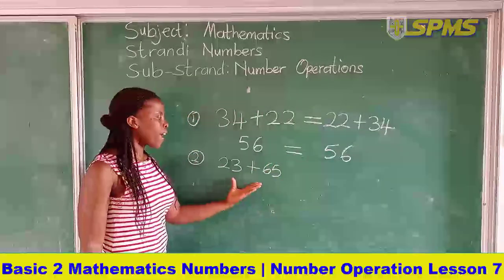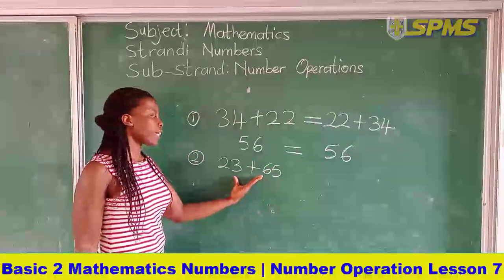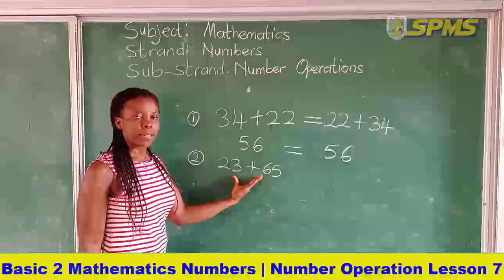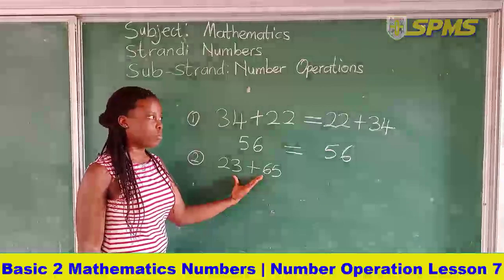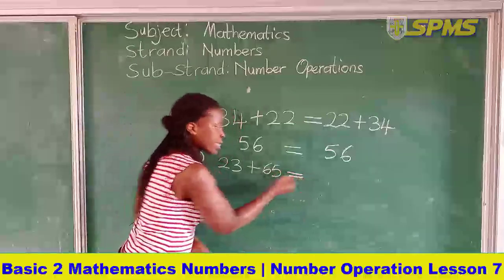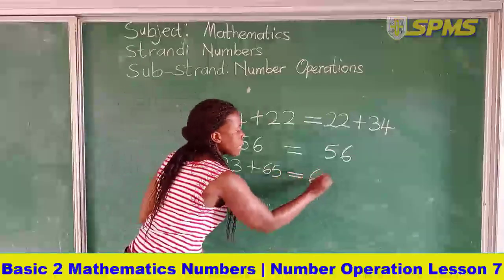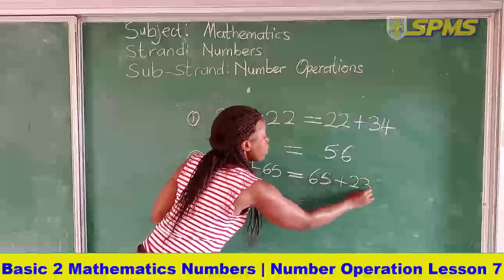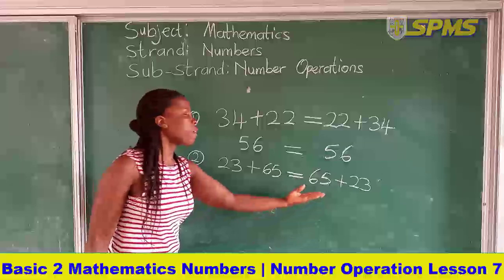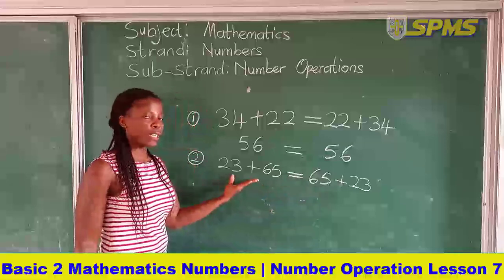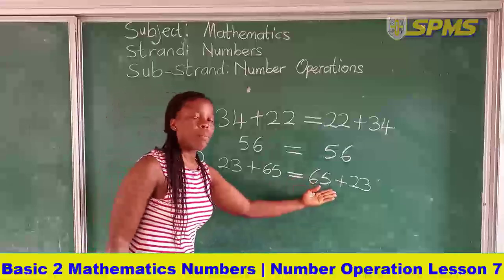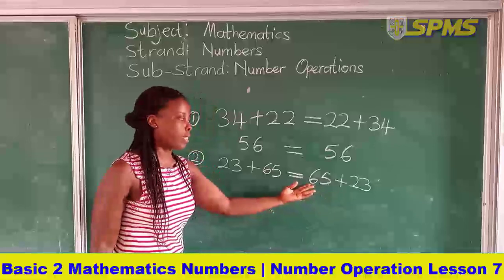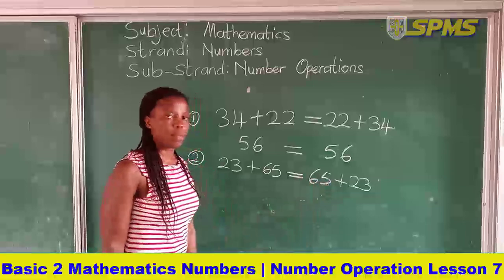Okay, reverse this addends or this addition sentence in a commutative manner. So what are you going to do? This is equal to 65 plus 23. We have reversed the addition sentence in a commutative manner. This time, the 65 is coming first, plus the 23.